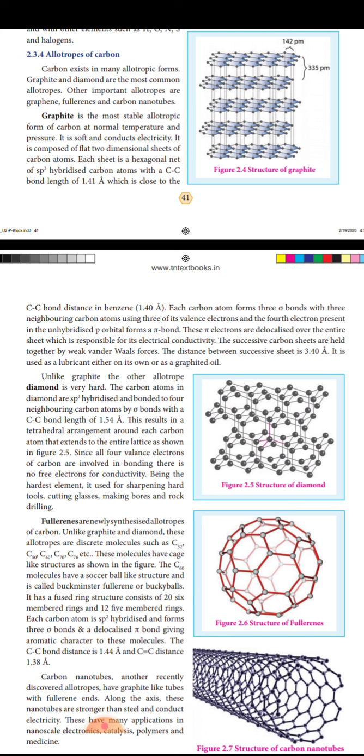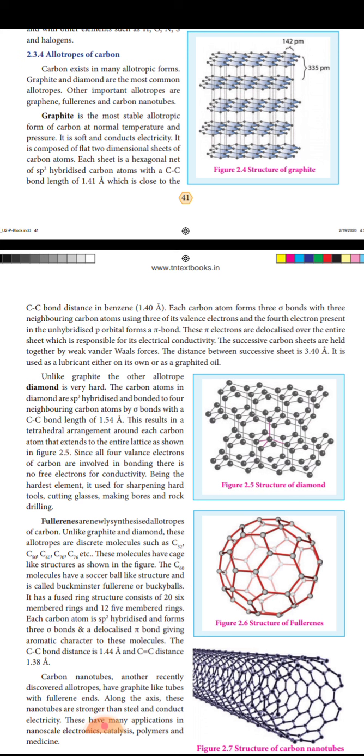There are 5 layers of structure shown here. The distance between neighboring carbon atoms is 142 picometer. The distance between each successive layer is 335 picometer.